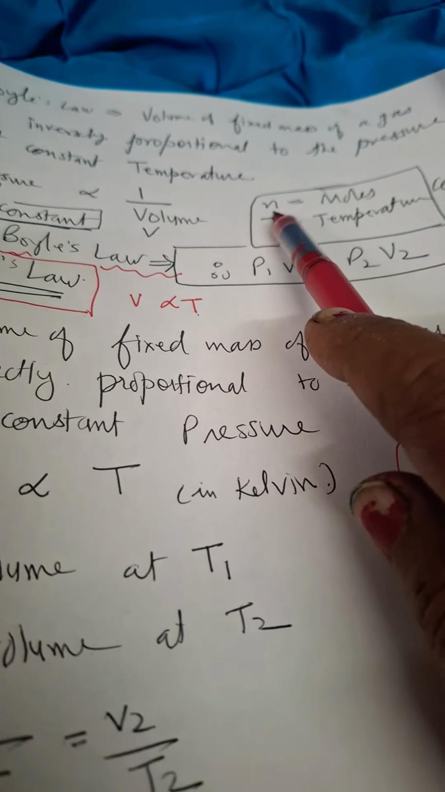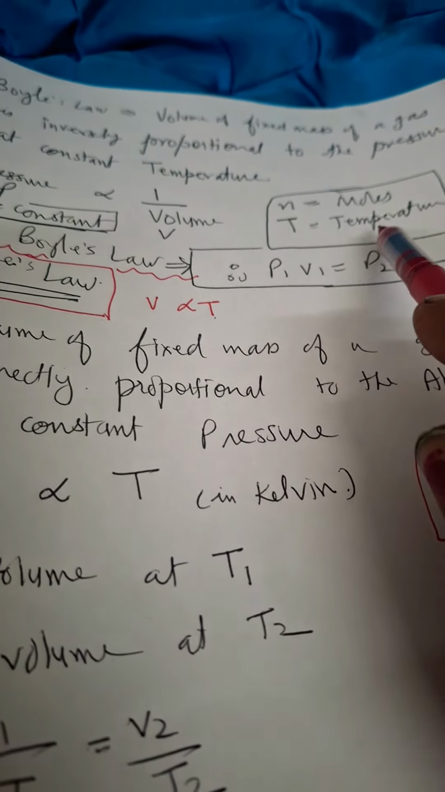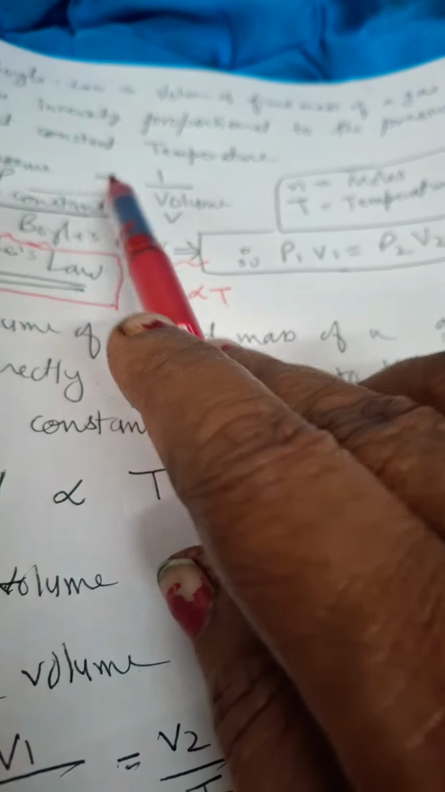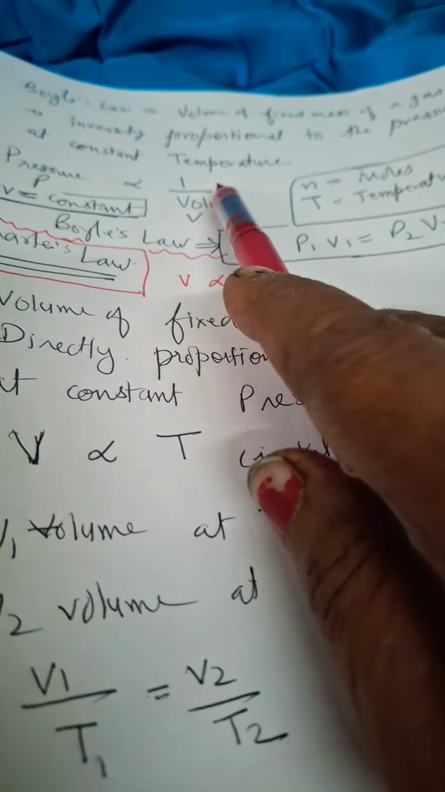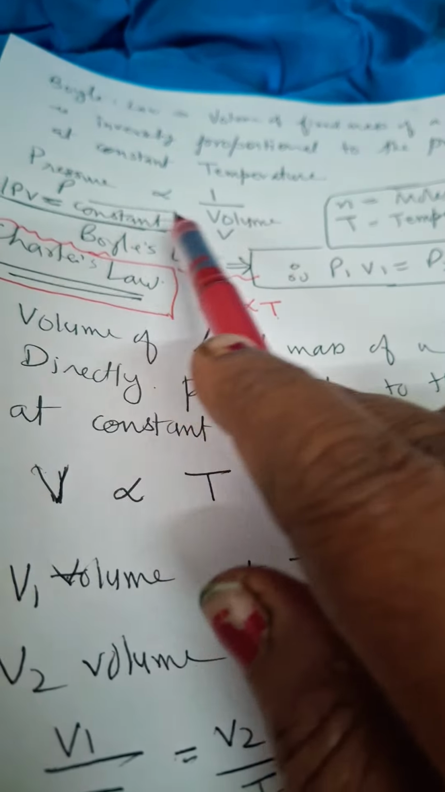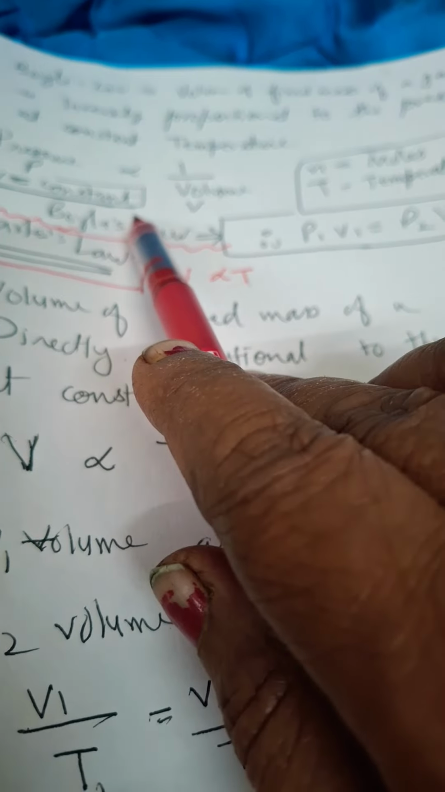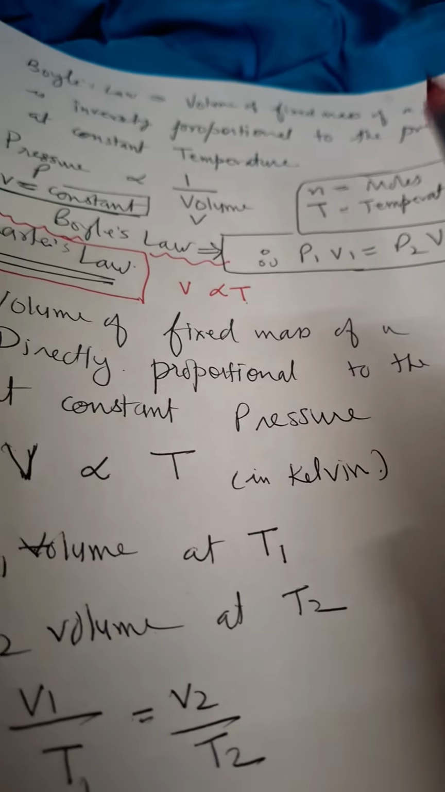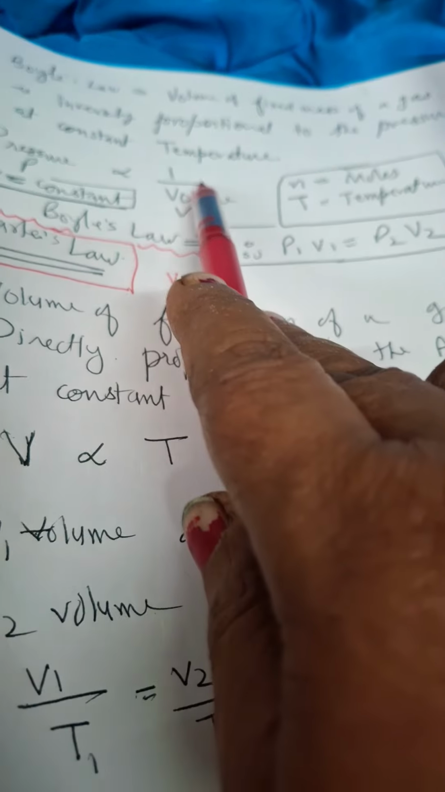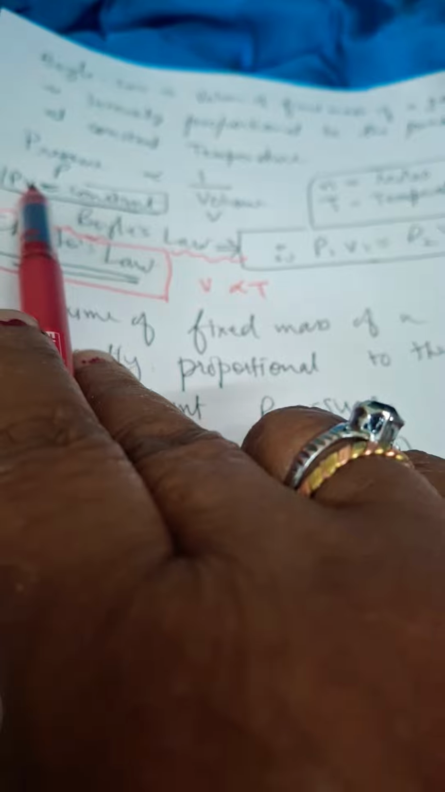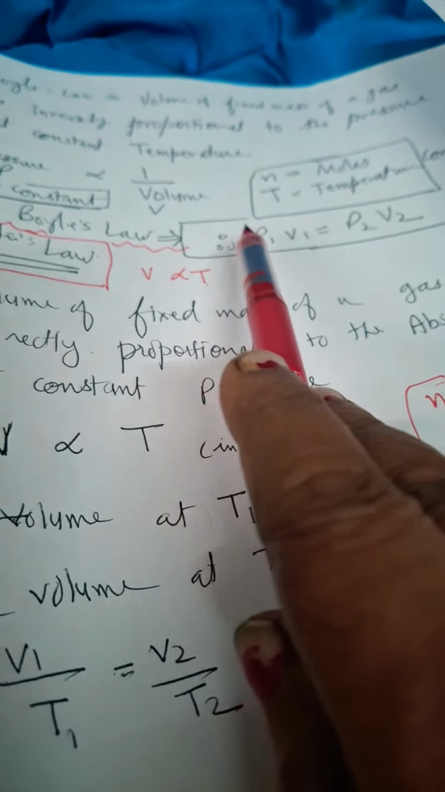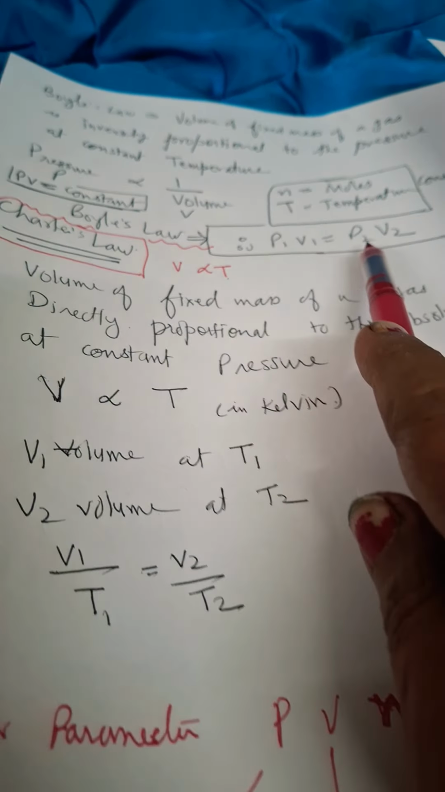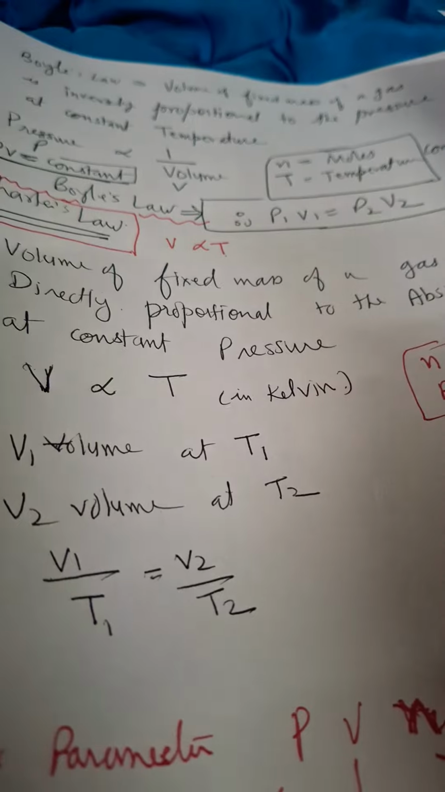So for a fixed mass of gas and at fixed, constant temperature, pressure is inversely proportional to the volume of the gas. So the product PV is equal to a constant. That is why P1 V1 is equal to P2 V2. Okay, so you got three formulas. Pressure is inversely proportional to 1 by volume, then PV is equal to constant, and third formula P1 V1 is equal to P2 V2. We will use this in numericals.